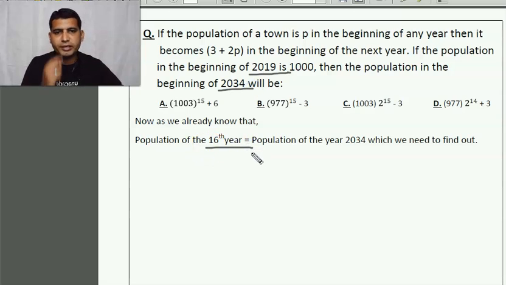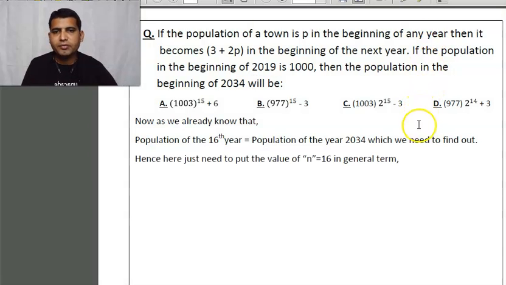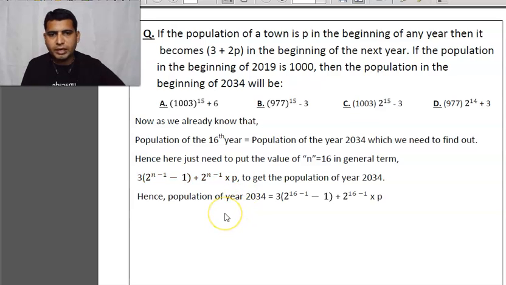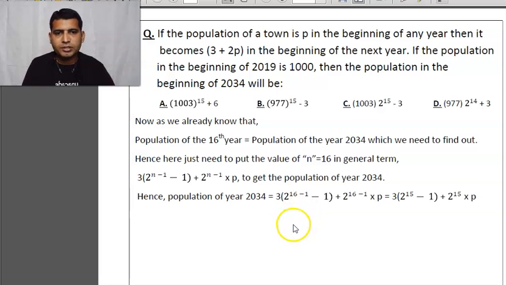We already calculated it. So what we need to do here is just put the value n is equal to 16 in the general term we found just before, which is equal to 3 bracket 2 to the power n minus 1 minus 1 plus 2 to the power n minus 1 into P. Now let's put in the value. What we will get? 3 into 2 to the power 16 minus 1 by putting n is equal to 16 here, which in turn is equal to 3 into 2 to the power 15 minus 1 plus 2 to the power 15 into P. This is the exact calculation we are going to do.